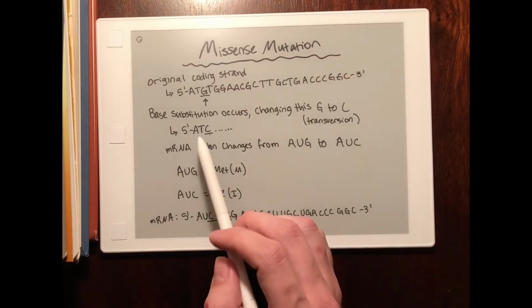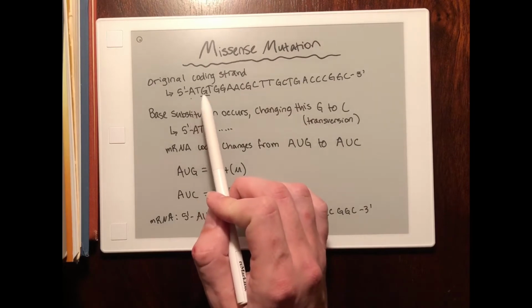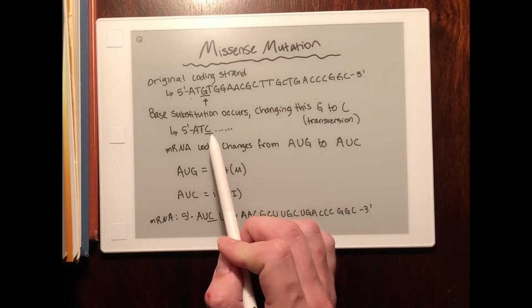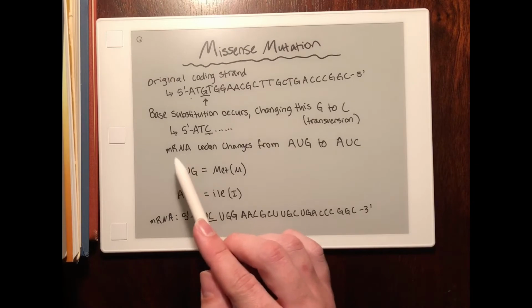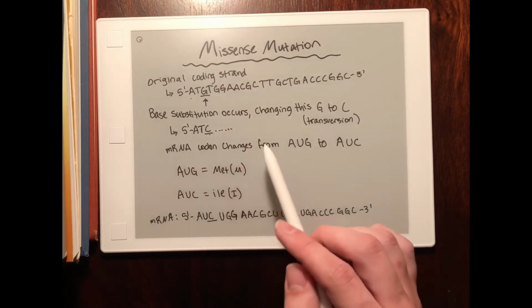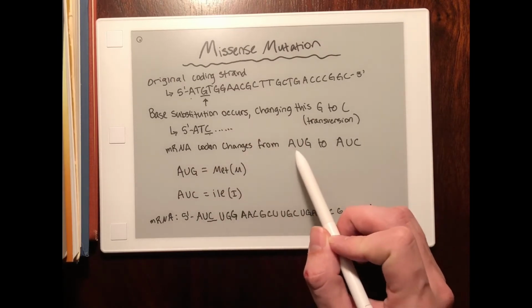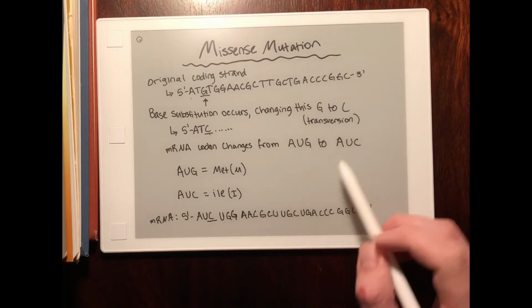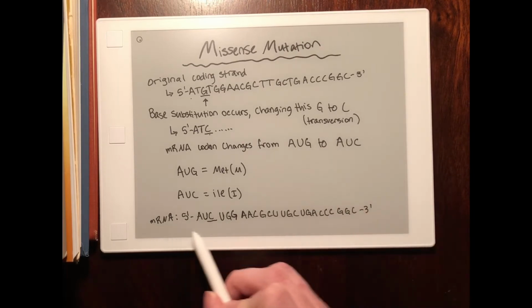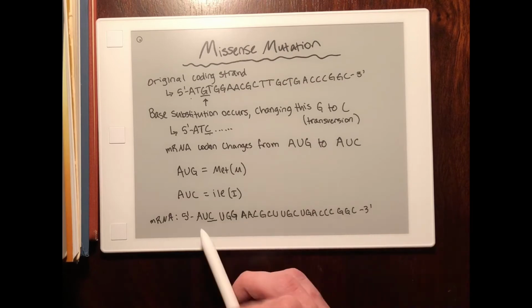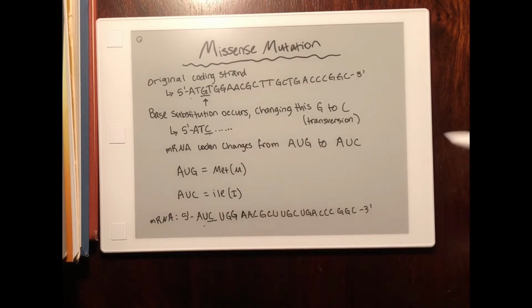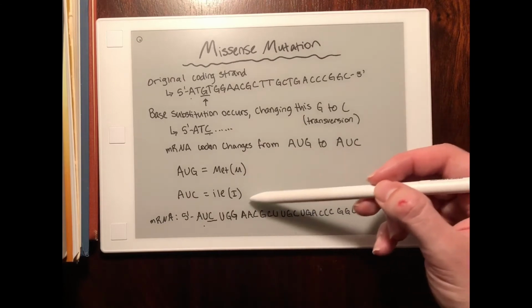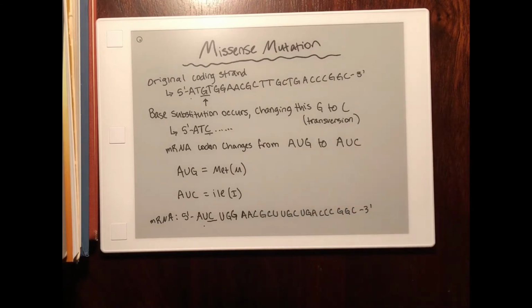And so I've illustrated the change in the DNA. We'd go from ATG to ATC, and this would result in an mRNA codon change. It would change from AUG to AUC. I've illustrated that here. This is the complete mRNA sequence, and this would be our new codon that would result from the mutation. And so as you can see, we would have 2 different amino acids produced, which would ultimately result in the function of the protein being affected.